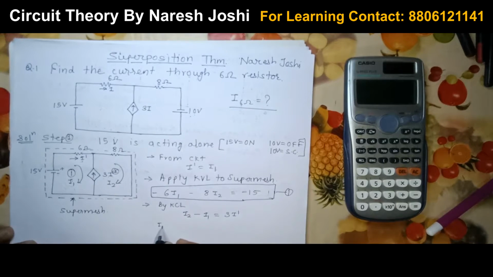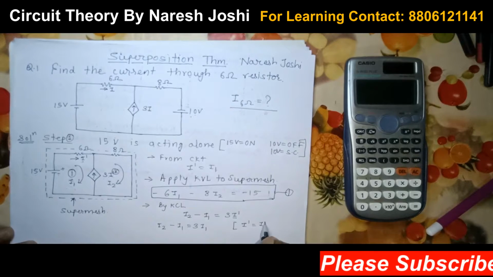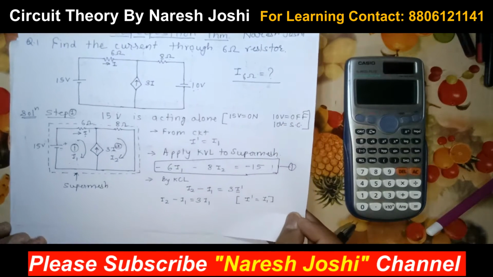So I2 minus I1, and this is the I dash, so I dash from this is I1, so 3I1. Clear? Because I dash equals I1. Clear? So this is the thing. Now what you have to do further?